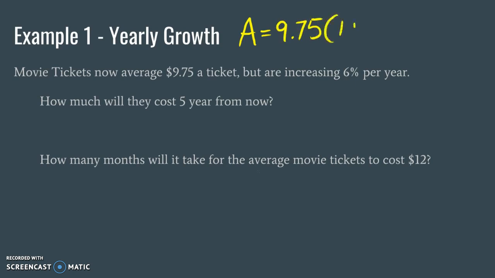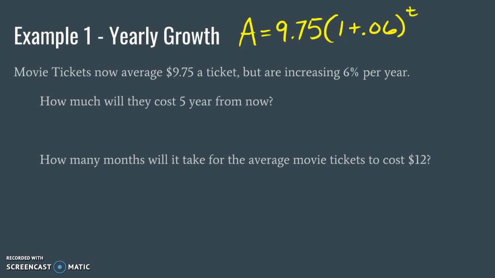And we have a 6% growth rate, so we're going to add that 0.06 on the inside, and we don't know how much time we're being asked in the general sense, so we're going to put t in for an exponent. So let's take a look at the two questions for this scenario. The first question asks, how much will the tickets cost 5 years from now? The second question asks, how many months will it take for the average movie ticket to cost $12?